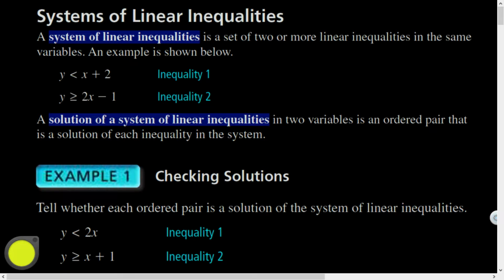A system of linear inequalities is a set of two or more linear inequalities in the same variables. An example is shown below. So here I've got two inequalities, and the solutions of this system would be the points in two variables, the x, y ordered pairs, that are a solution of each inequality simultaneously. There will be lots of points that are true for this line and its shaded half plane, and lots of points that are true for the other line and its shaded half plane. But there will only be some of those points, although still infinitely many, that are solutions of both simultaneously.